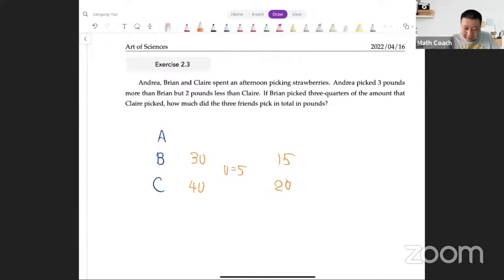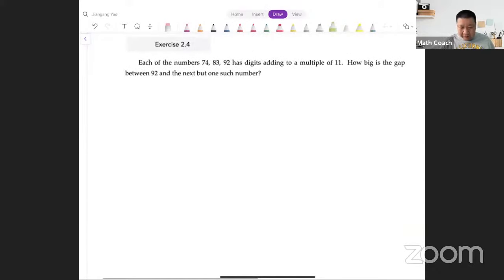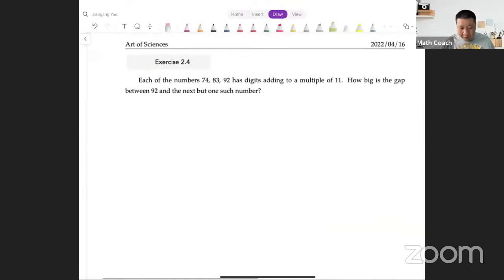So Adrian picked up 3 more pounds than Brian, so it's 18. So that's why you add up together. And the answer is not 52, but 53. And that is the correct answer. Okay. All right. So 2.3 finished. And now next, question 2.4.